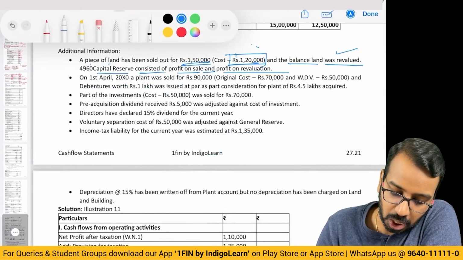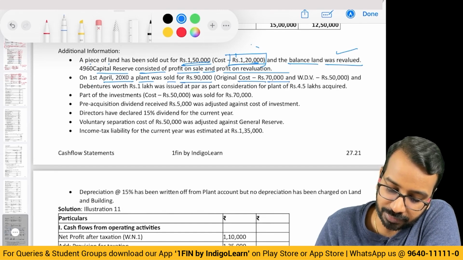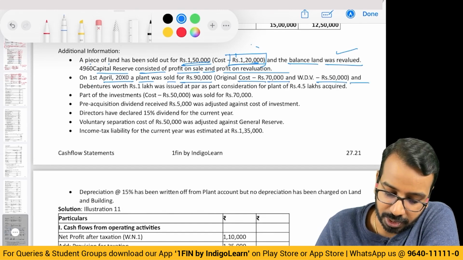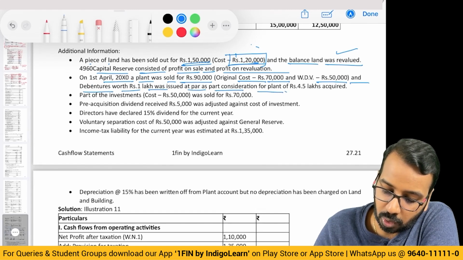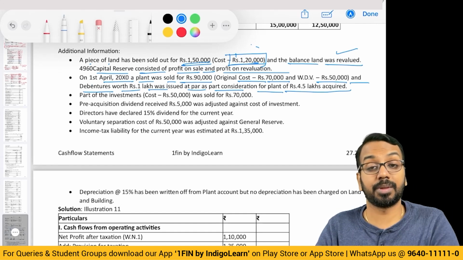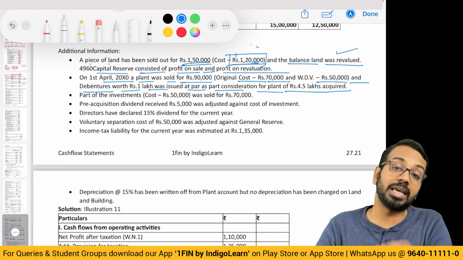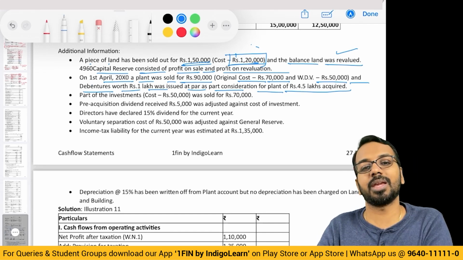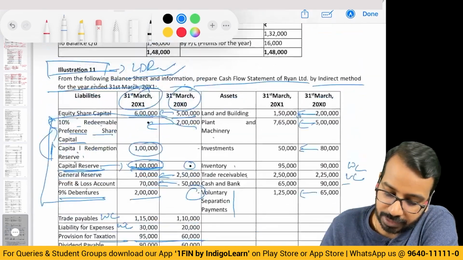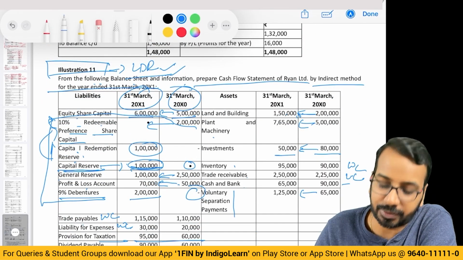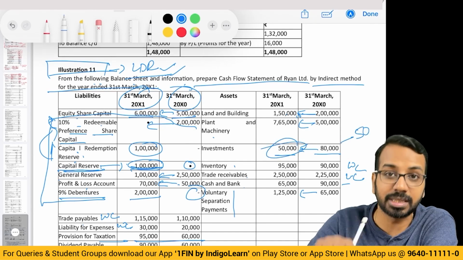Okay. Then, on 1st April of 2020, a plant was sold for 90,000, original cost 70,000, WDV 50,000, and debentures worth 1 lakh were issued as part consideration for plant of 4.5 lakhs required. So what has happened? We sold a plant, then we bought a plant. While buying the plant, we gave something in debentures, something in cash. Part of investment 50,000 was sold for 70,000. Investment 80 has become 50. Out of this 80, we have already sold 50. Closing balance is 50. Means there is a fresh purchase.